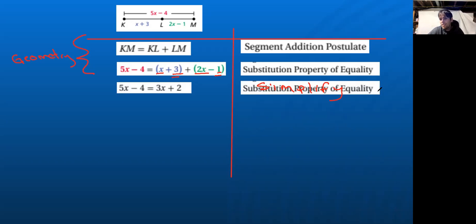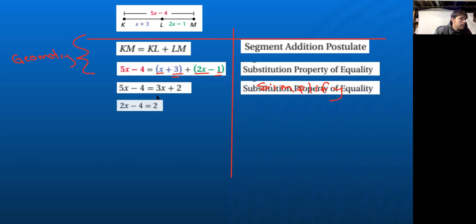I'm okay with either of these 2 reasons. It doesn't matter to me which one you use. The textbook might use substitution property. That's why that's typed out there for you. But when we're doing it, I'm okay if you just say it's simplifying.